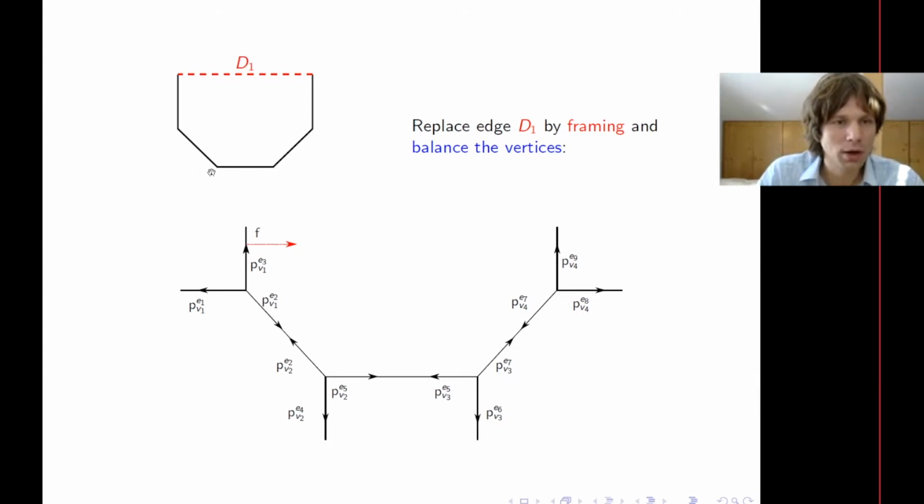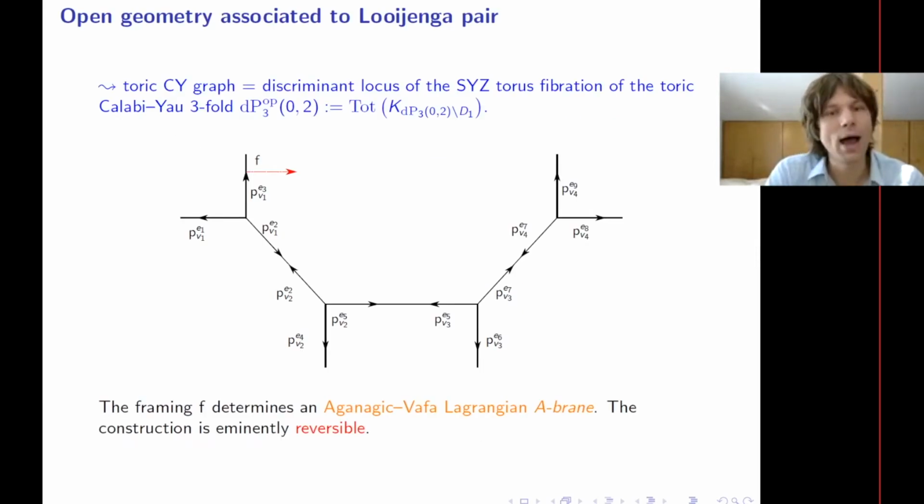And then what we do for the remaining vertices is we just balance them. So we add a ray at each, such that each vertex is balanced, which means that if you look at the primitive vectors going out from the vertex in the directions of the edges, they sum up to 0. Yeah, okay. So that's the process. That's the geometric, the polytopal manipulation I hinted at. And in fact, what we just did is we built a toric Calabi-Yau graph.